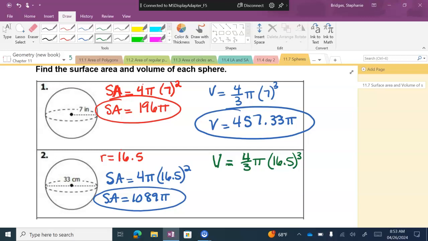You can keep that on the board for the test. And then whatever number we get, what do we put behind it? Pi. So what'd you get? 5,989.5?